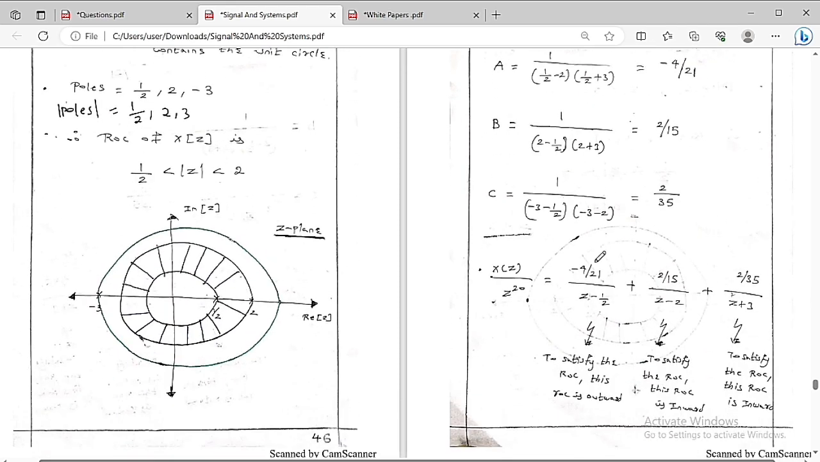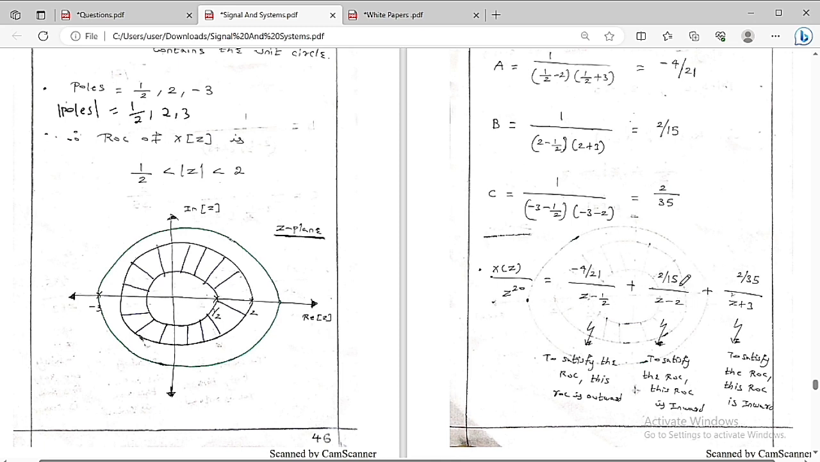In this one, we are going to get X(z)/z to the power of 20 equal to (-4/21)/(z - 1/2) + (2/15)/(z - 2) + (2/35)/(z + 3). I already told you, at 1/2 we are going to get a right sided signal, so the ROC is outward. So to satisfy this ROC, this signal must have an outward ROC.